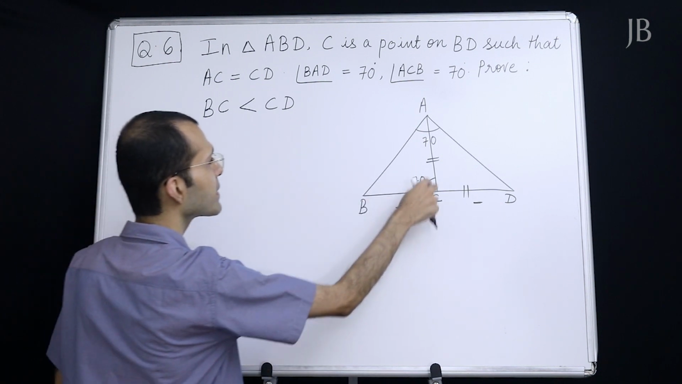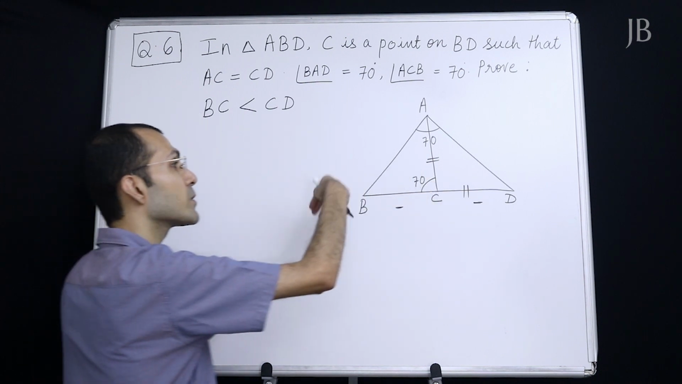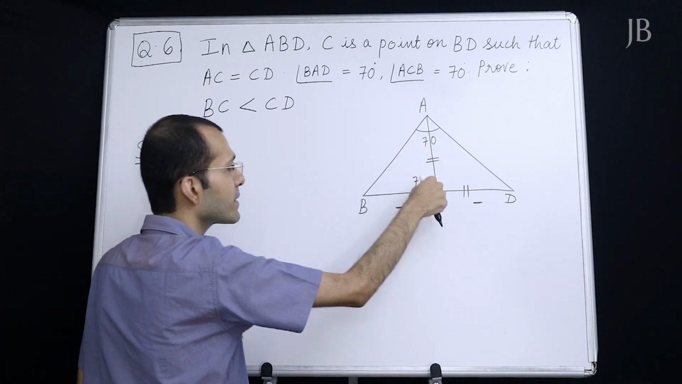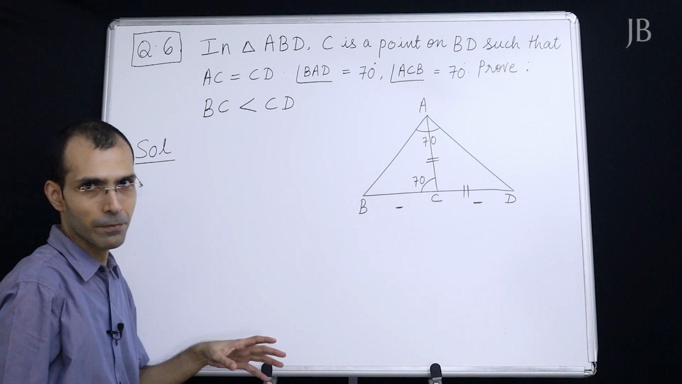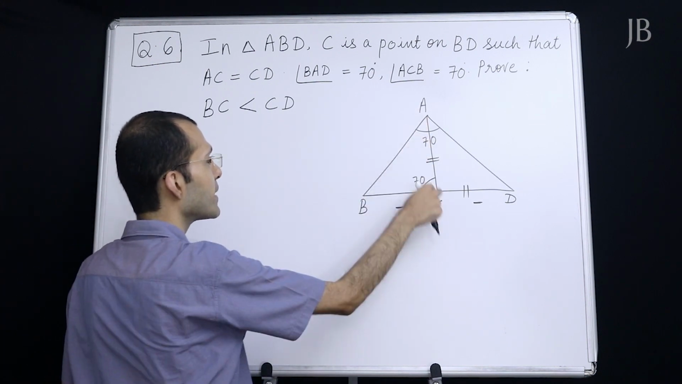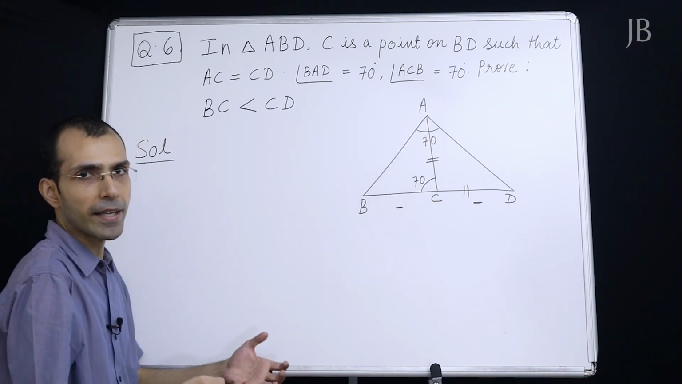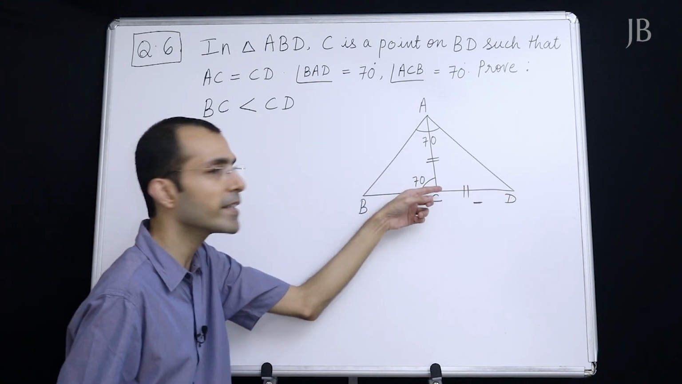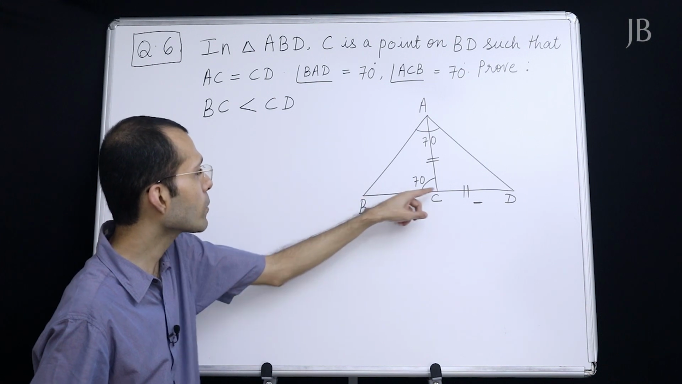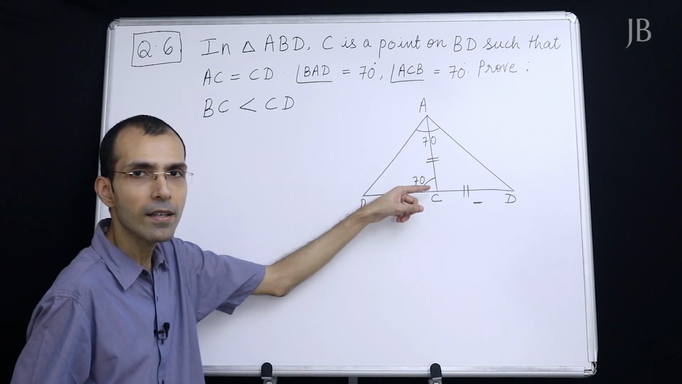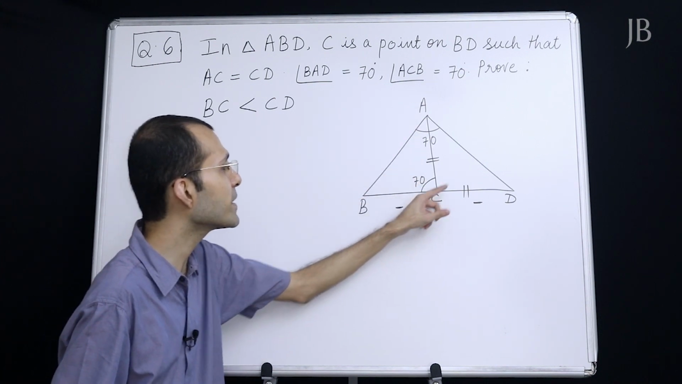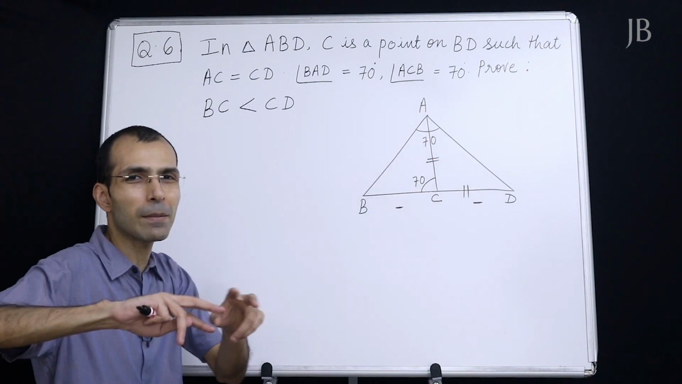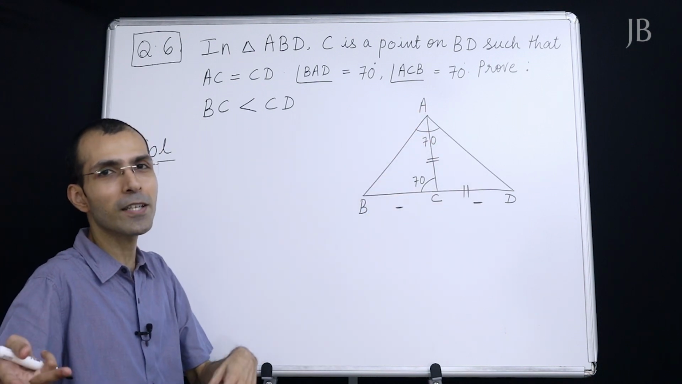So we will compare BC with AC and then jump over to CD, because AC and CD are the same. BC and AC come in the same triangle, so we can compare them. And AC is given equal to CD. So whatever relation holds between BC and AC, the same relation will hold between BC and CD, because AC is getting replaced with CD on account of it being equal.